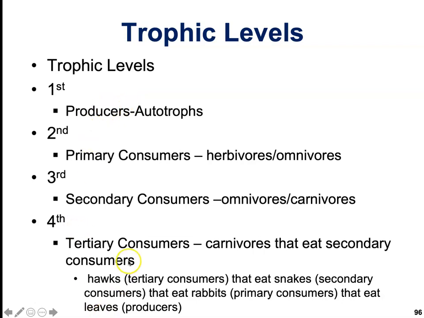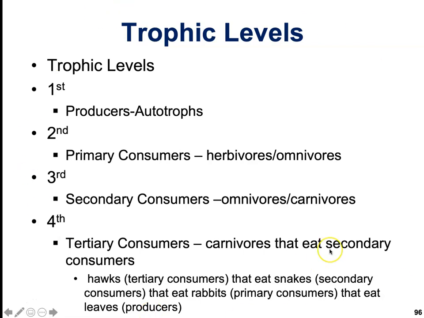And our tertiary consumers are going to be carnivores that eat secondary consumers. In other words, carnivores that eat other carnivores. So a great example, like we mentioned earlier, would be a hawk. Hawks are tertiary consumers that eat the snakes, which are secondary consumers that eat the rabbits, which are primary consumers that eat the leaves, which are producers.